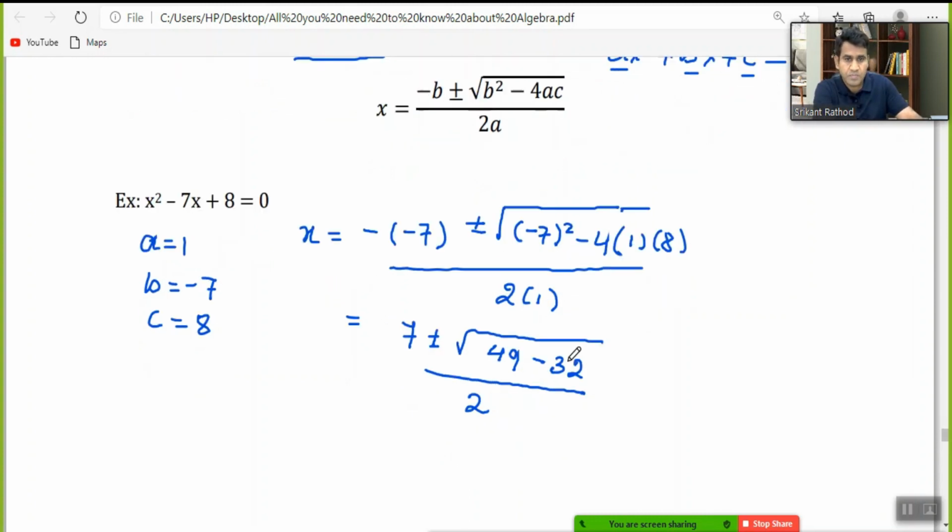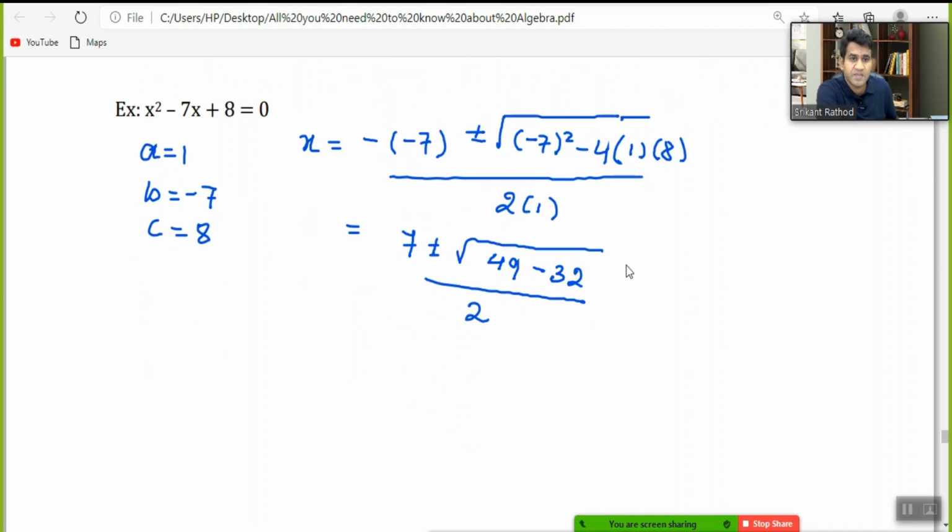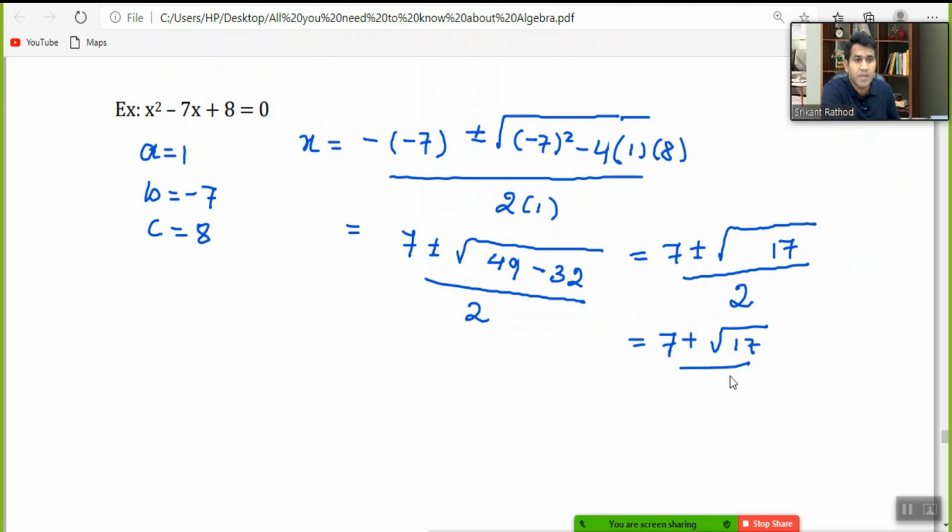Next, further simplify it. This can be written as 7 plus or minus square root of 49 minus 32. 9 minus 2 is 7, and 4 minus 3 is 1, so that is square root of 17, divided by 2. If you further simplify it, this can be written as 7 plus square root of 17 by 2. The other expression is 7 minus square root of 17, the entire expression by 2. So this is how you solve the quadratic equation if the roots are not integers.